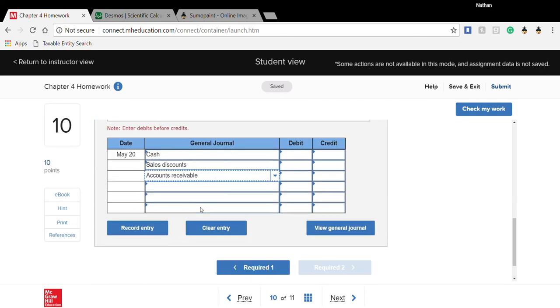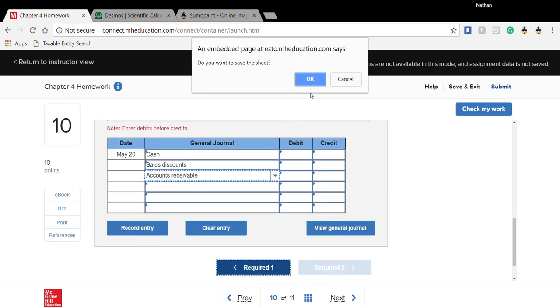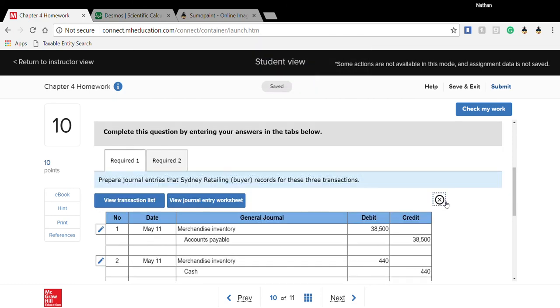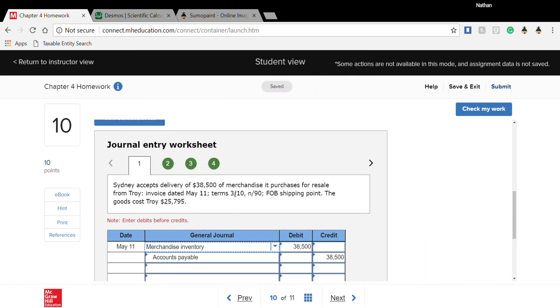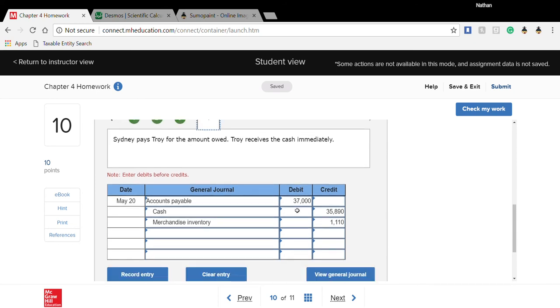So let's go back to required 1. And this is going to tell you to save it, so you can always just pull the numbers if you need to. But here we go. Our accounts receivable should be the same, and it will be the same. So it's $37,000. Our cash is also going to be the same. And our discount is going to be what the merchandise inventory was for the buyer. This is always cool when we have the two. Again, if you did the math and actually did them all, it's going to end up being the same thing. So let's go to required 2.